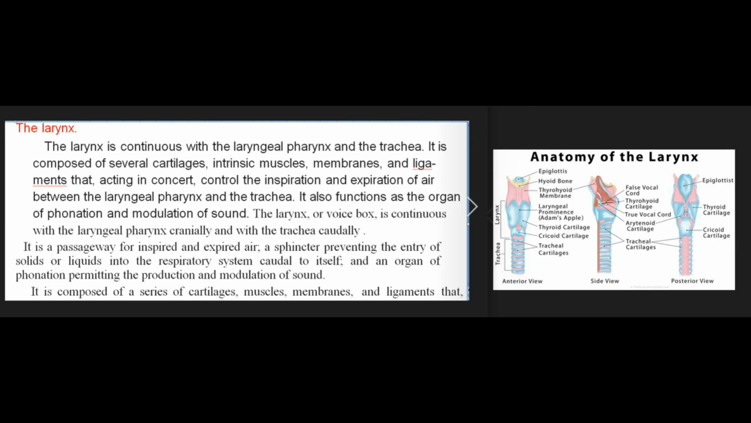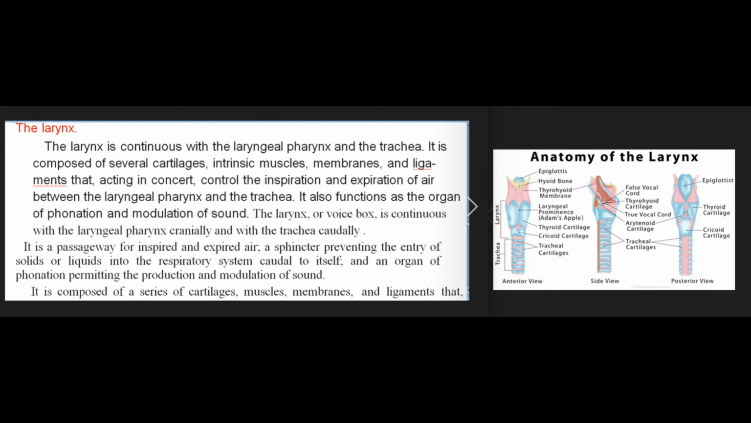The larynx. The larynx is continuous with the laryngeal pharynx and the trachea. It is composed of several cartilages, intrinsic muscles, membranes, and ligaments that, acting in concert, control the inspiration and expiration of air between the laryngeal pharynx and the trachea. It also functions as the organ of phonation and modulation of sound.